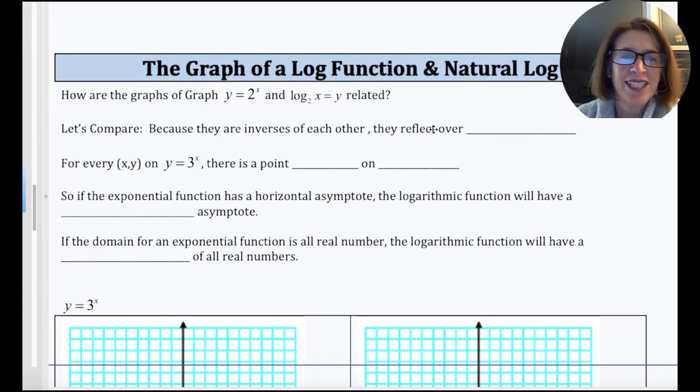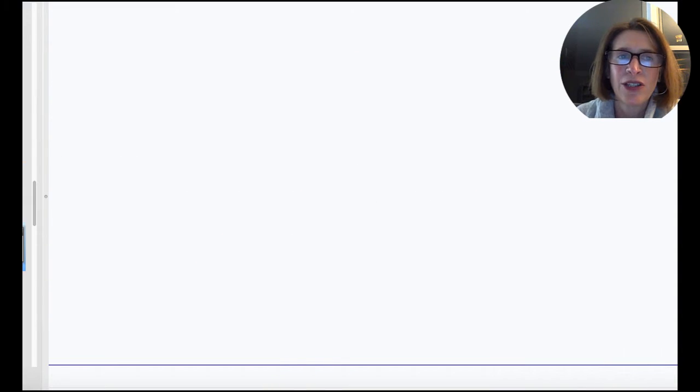Everyone, it's Coach Fred, and today I'm going to be going over the graph of a log function. But I thought I should remind you what we learned about it Friday regarding the logarithm.